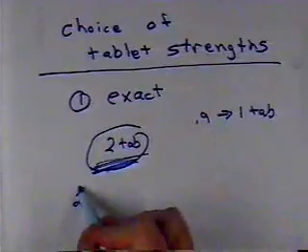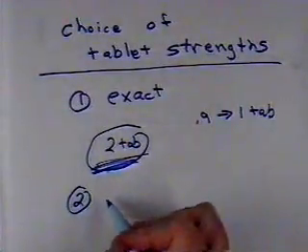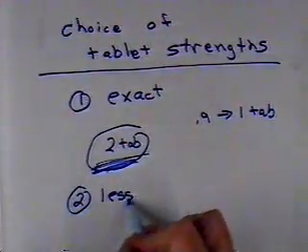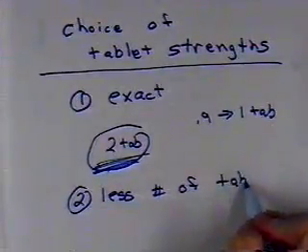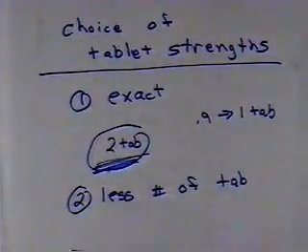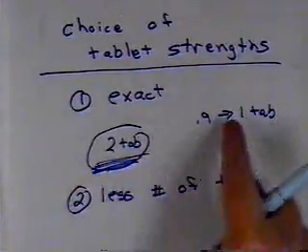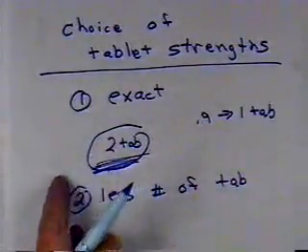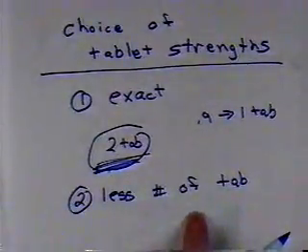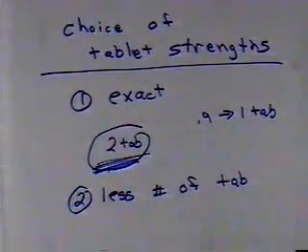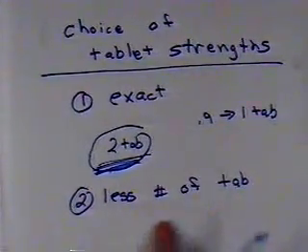But if they are all exact, then you give the less number of tablets. Over here, it's okay to give 2 tablets instead of 1 if this one is exact. But if all of them are exact, you would give the less number of tablets. You would rather have a patient swallow 2 tablets than 10 tablets. So give the less number of tablets.